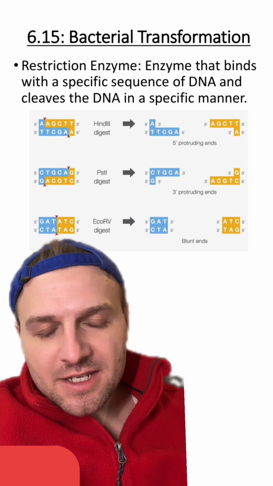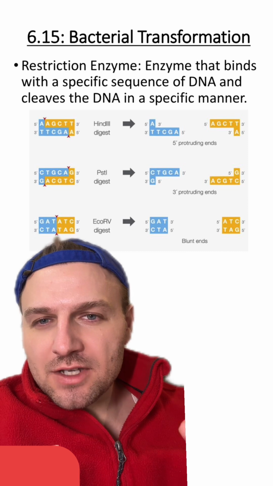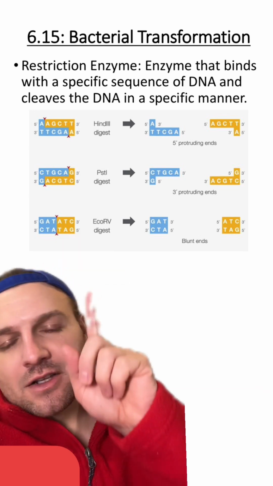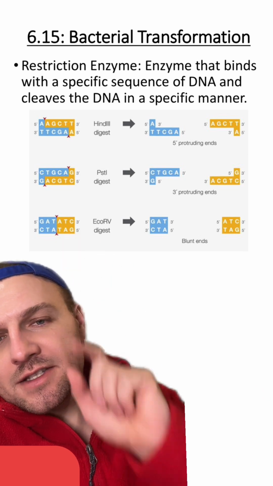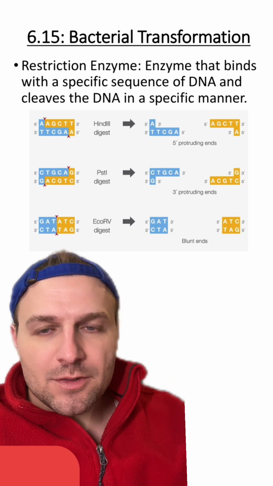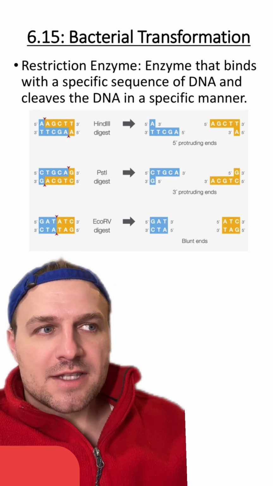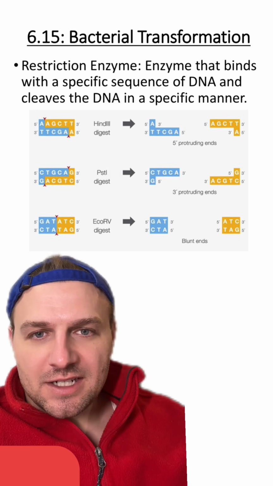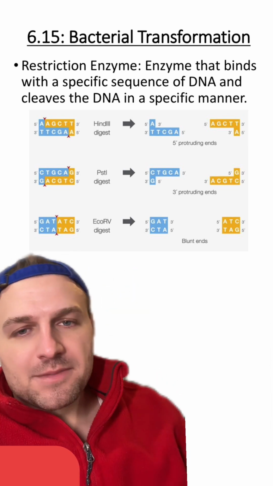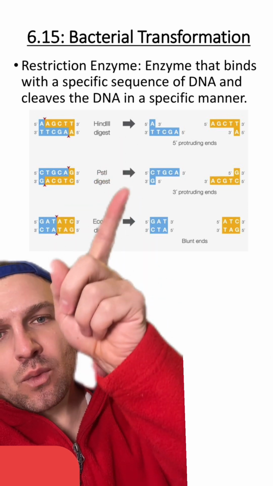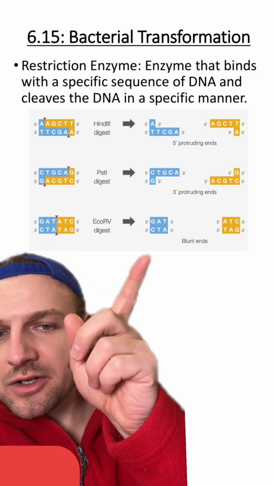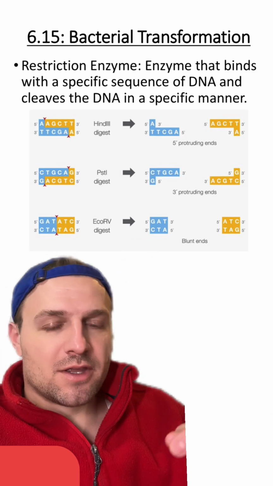Restriction enzymes are enzymes that bind to specific locations of DNA and cut that DNA in a specific manner. If you take a look at the examples above, you can see each one of these different types of restriction enzymes is going to find a specific sequence of DNA. When that restriction enzyme finds that specific sequence of DNA, it's going to cut it in a specific manner, as you can see here. Sometimes they'll leave what's called sticky ends, where one strand is a little bit longer than the other strand, or sometimes they're going to leave blunt ends where both strands are the same length.